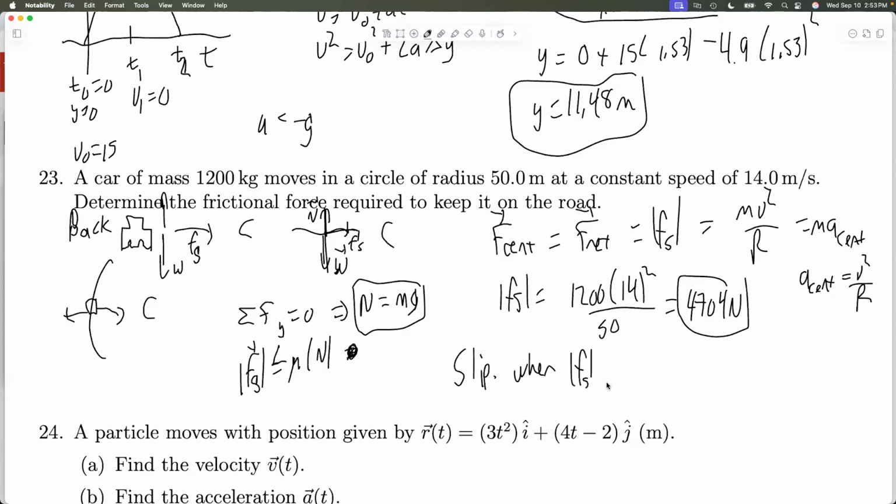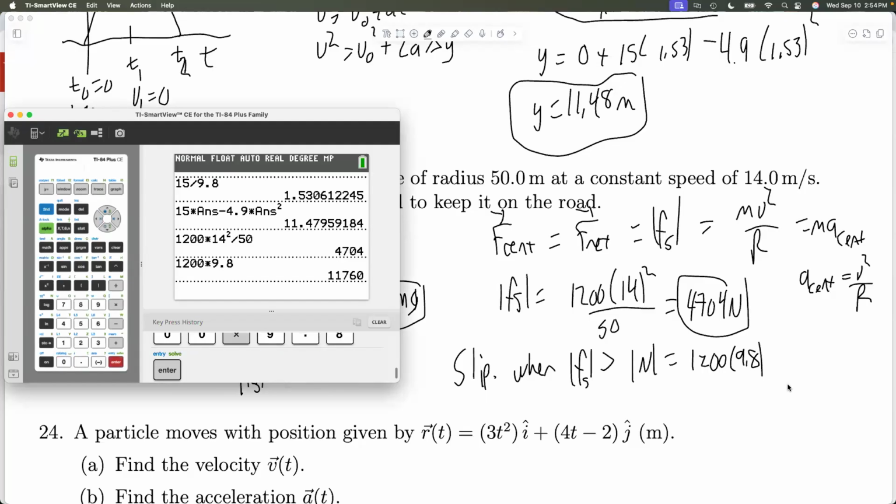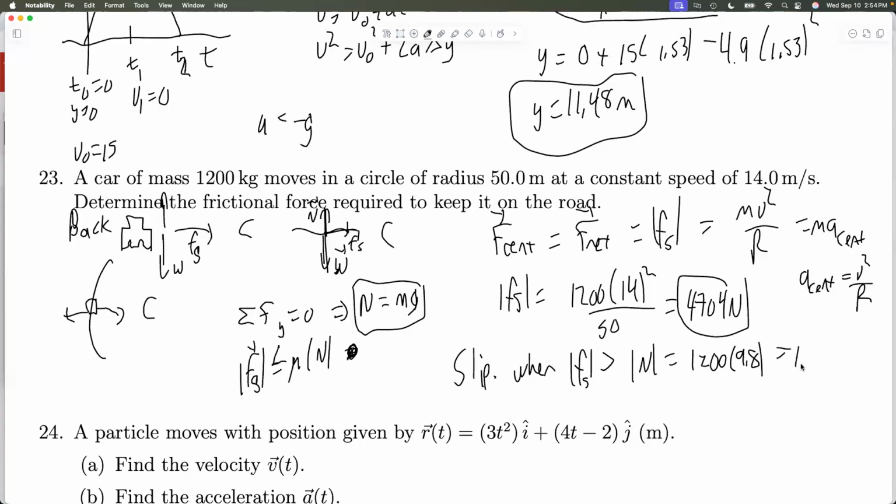when that frictional force gets bigger than mu mg, which would be 1200 times 9.8, which is like 12,000-ish. Like we'll get an exact number here if you want it. 11,760. Again, this question didn't ask for it. But if our friction got bigger than this, that's when we would slip, at the moment it reached that. So we'd have to be going faster. We could figure out what speed we would need to be going to make this number equal that by just setting this equal to that and solving for v. Remember, there are a lot of different ways we can ask these questions, but this was the answer to the question they asked.